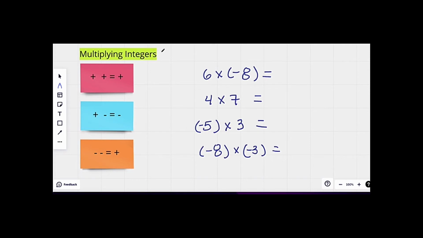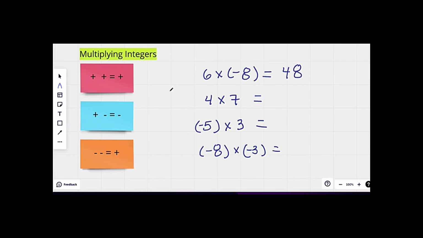So we've got a few questions here, and we're going to determine if we should have a positive or a negative in our result. So we have 6 times negative 8. This 6 is a positive 6 because it doesn't have a negative sign in front of it. So we've got a positive times a negative. What are we going to get? So we know it's going to be 48 because 6 times 8 is 48. Is it going to be negative 48 or positive 48?